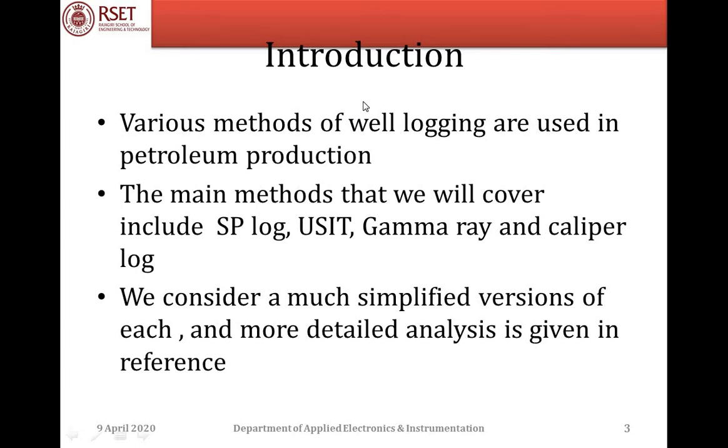Introduction. Various methods are used for well logging. Logging is very important for the mining operations. The main methods that we will cover include spontaneous potential logging; USIT, which stands for a kind of acoustic logging method called ultrasonic imager tool; then the gamma ray logging tool and the caliper logging tool. In fact, we consider a much simplified version of each, and a more detailed analysis is given in reference.